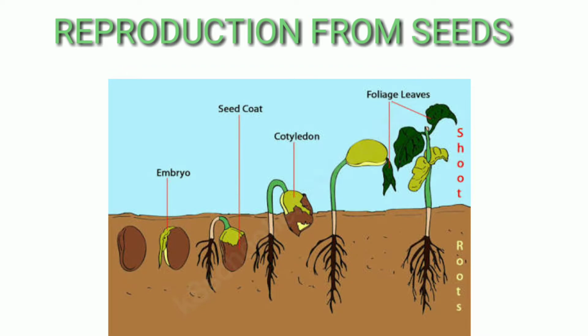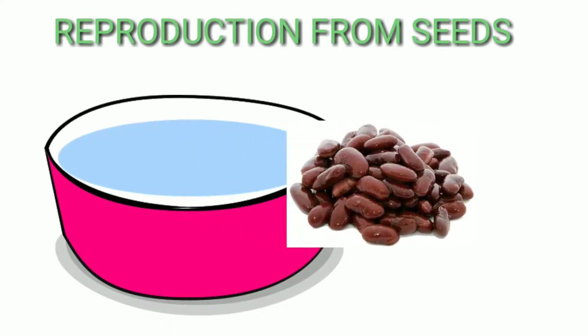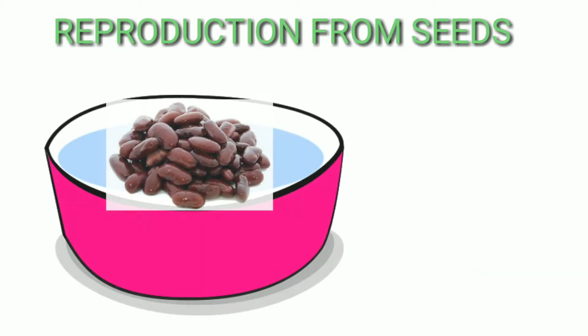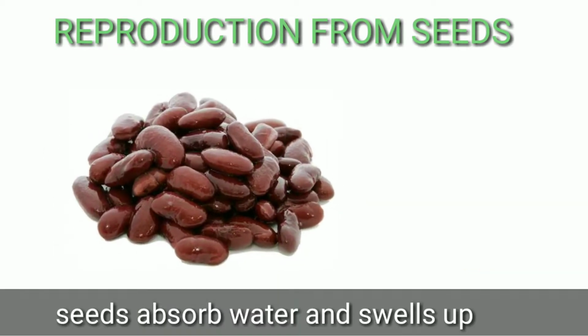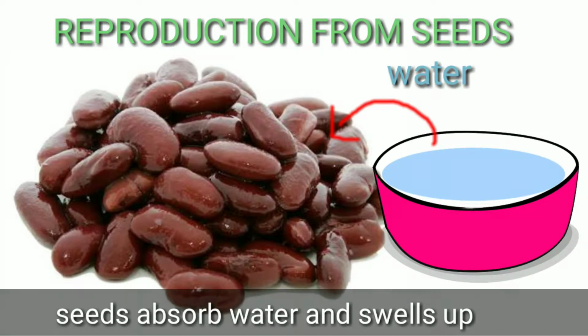Now let us try to understand the structure of a seed. Take a few seeds of beans or chana. They are hard and dry, and cannot be broken easily, right? Soak these seeds in water and leave them overnight. Take a soaked seed and look at it carefully. Is it softer and swollen up? Why so? The seed absorbs water and swells up.